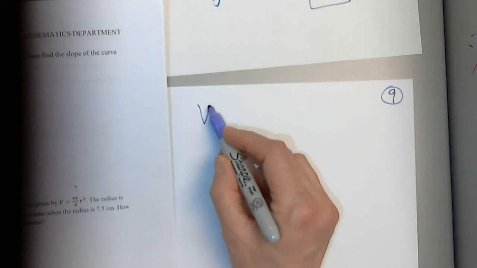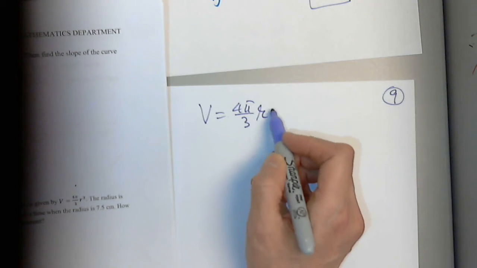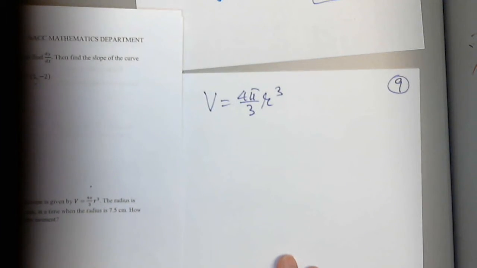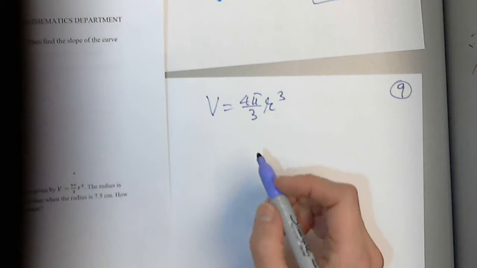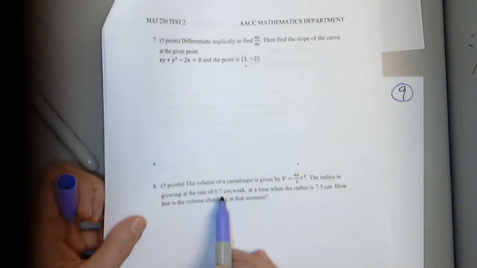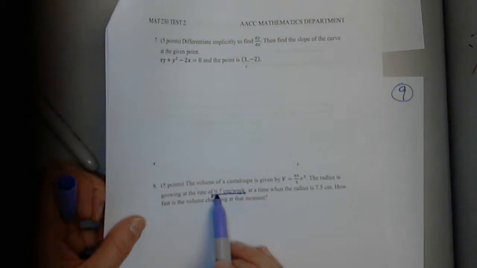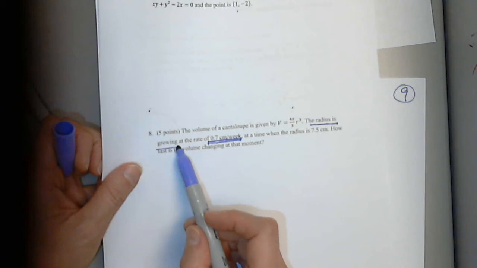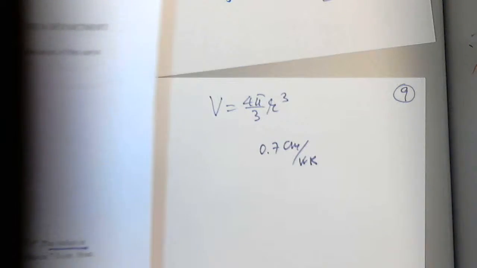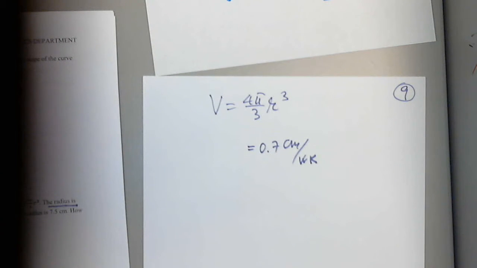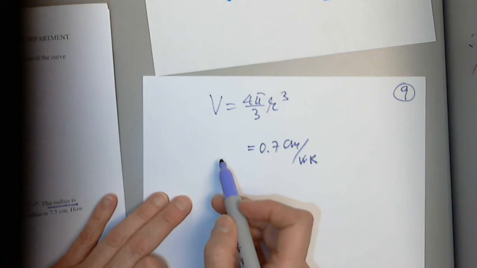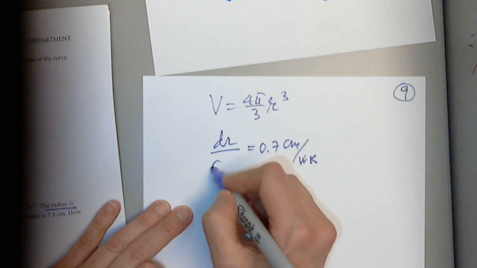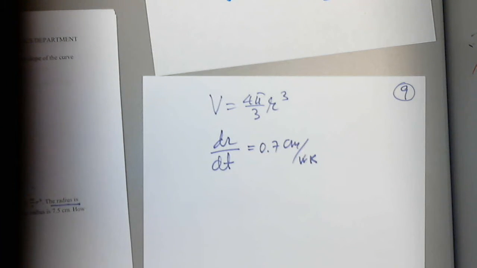On the next problem we're given 4 pi over 3 r cubed. That's the volume of a sphere. The radius is growing at a rate of 0.7 centimeters per week. What does this mean? It says the radius is growing at a rate of 0.7 centimeters per week. So how do I write it? Perfect. dr over dt. Awesome, great job.